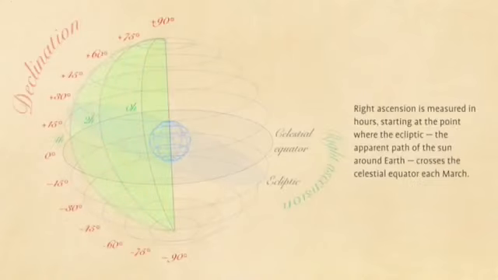Right ascension is the angular distance measured eastward along the celestial equator from the position of the vernal equinox. The vernal equinox is the point in the sky where the sun crosses the celestial equator at the onset of spring. Declination is expressed in degrees, while right ascension is expressed in hours.